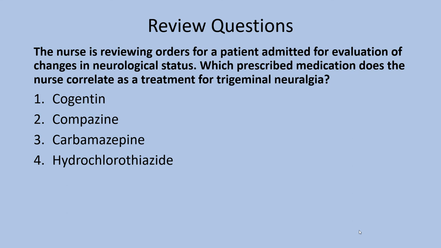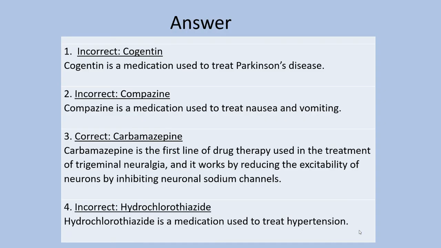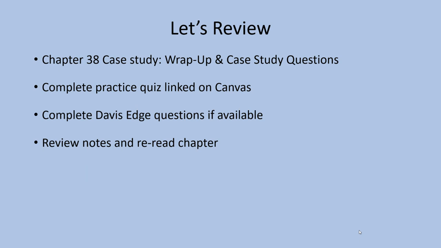The nurse is reviewing orders for a patient. Oh, my goodness. I think that's it for questions since we already talked about carbamazepine. We talked about risk factors, and we talked about all of our review questions and did those answers. And I think that is it for today's lecture. So we went over myasthenia gravis, Guillain-Barré, and trigeminal neuralgia.